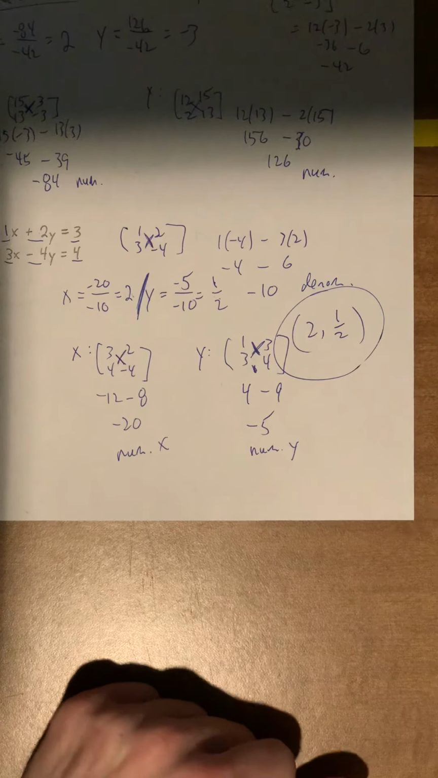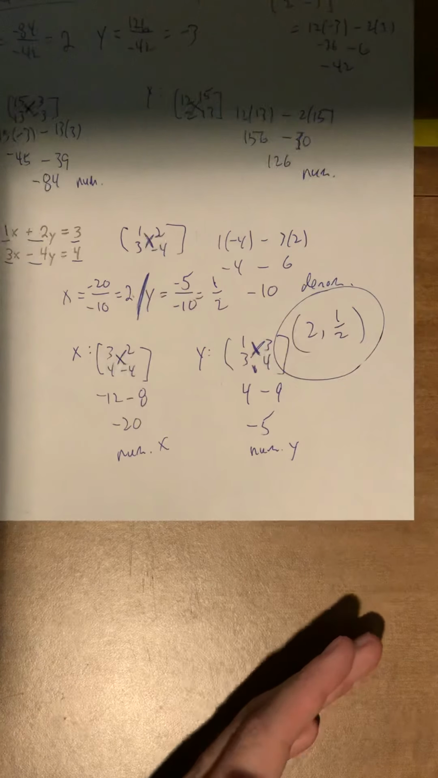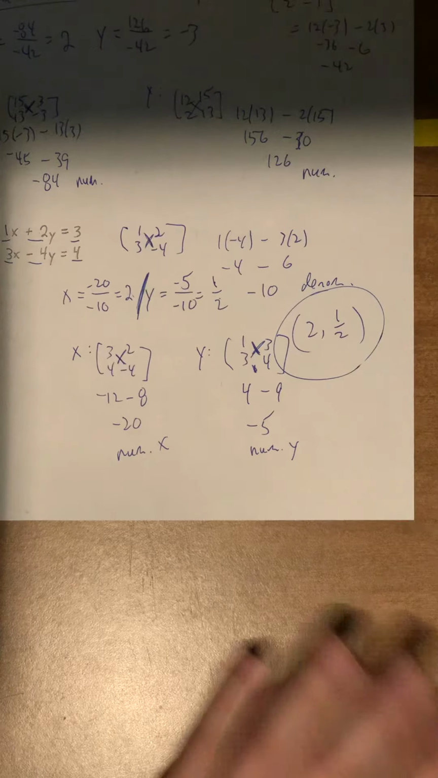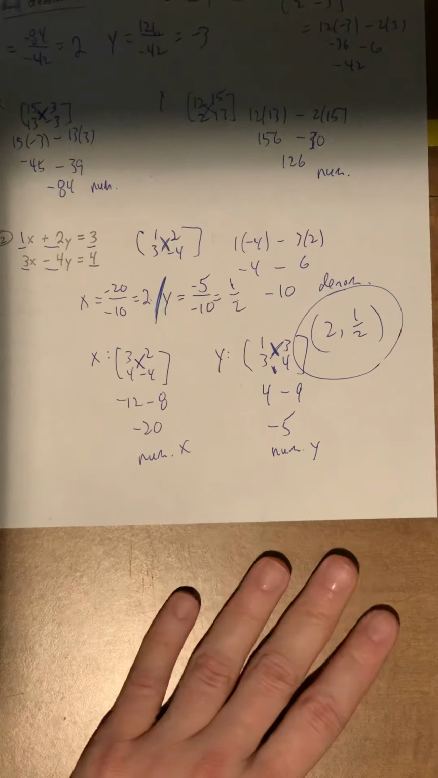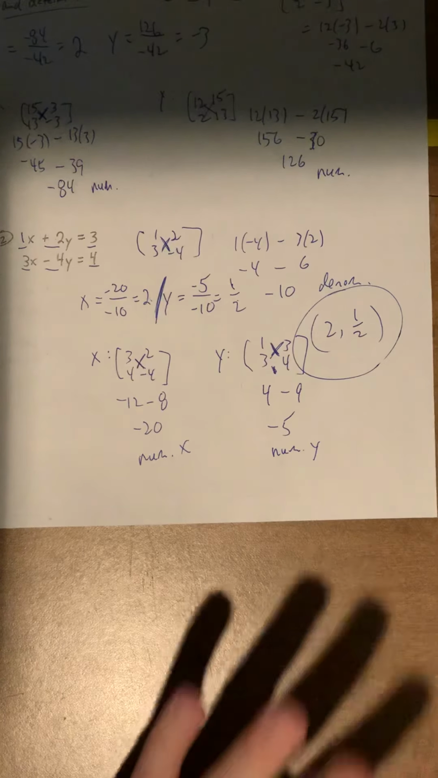And there you go. All right, guys. That's how you use Cramer's rule. Follow the problems that I give you in the assignment today, just like this, and you'll be good to go. Show your work. Full credit.